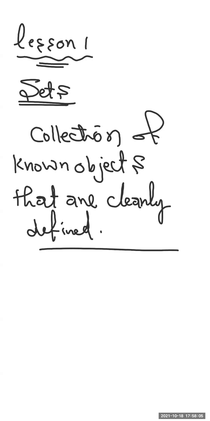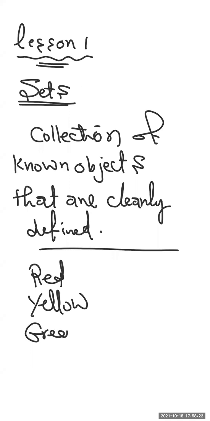Clearly defined like what? Like the colors of the traffic lights. Colors of the traffic lights, all of us know that it's red and yellow and green. So in this case, we can consider that this one is a set, the colors of the traffic lights. Okay, also like the days of the week.